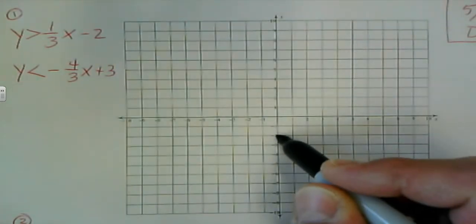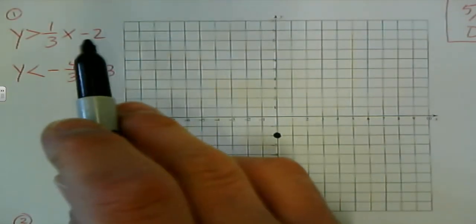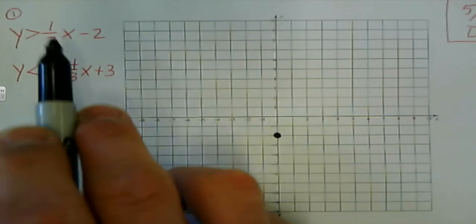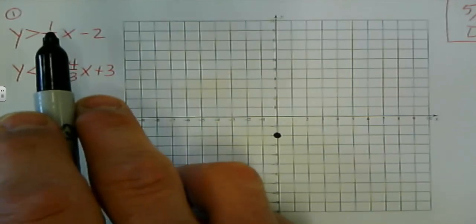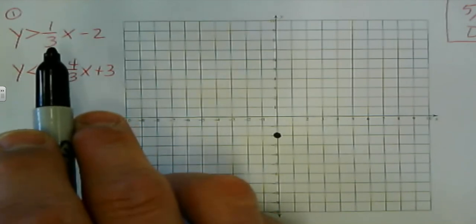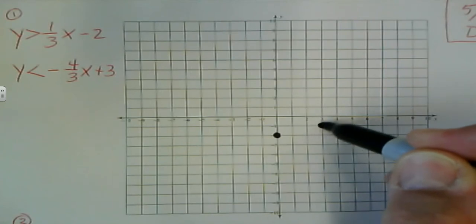So I'm going to go to -2, and I'm going to put a dot, because that's the y-intercept. Then I'm going to go to the slope, and from there I'm going to do 2 dots from that y-intercept. So since it's 1, I'm going to go up 1, and then my first one's always going to be to the right, 3. So up 1, 1, 2, 3, and I put my second dot.